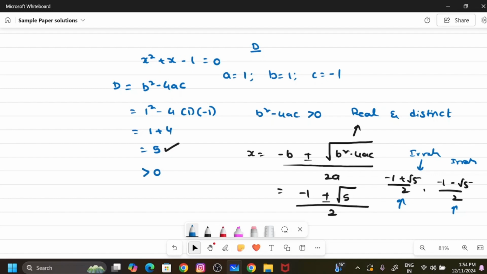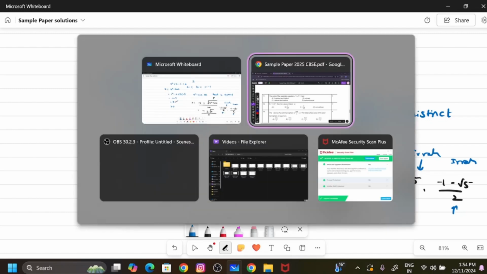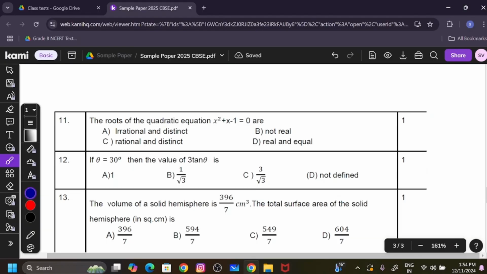So when you have the option directly as real and distinct, you can go with that. But since they are asking specifically whether they are rational or irrational, so it is irrational and distinct. Your answer is option A.